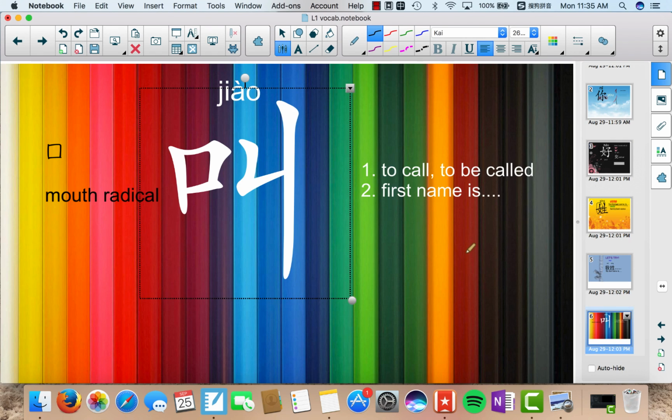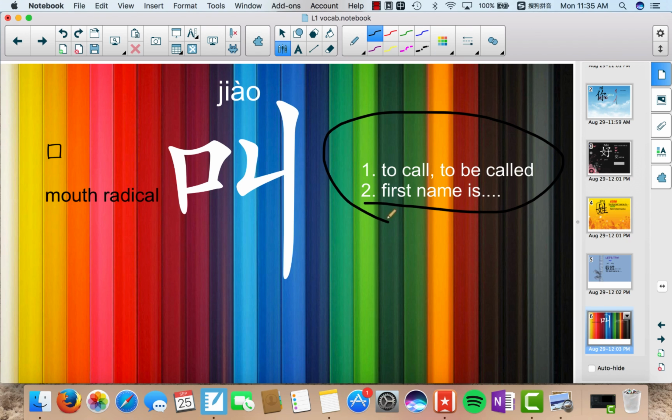Okay. After learning about last name, let's learn first name. This is character 叫. It's really easy to memorize. Look at this part. Doesn't look like a whistle. So literally translate to call, to be called.